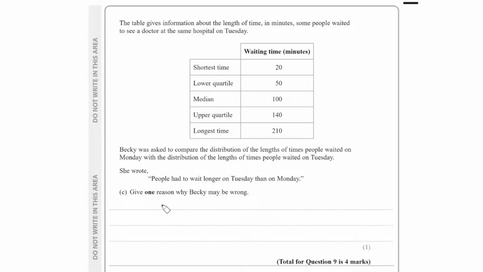I said, why might she be wrong? Because the median on Tuesday is lower than Monday. That's what I said. So if the average time waited is lower, or you could say the median is larger on Monday, that's exactly the same thing. Because we're just saying why she may be wrong, it's not 100% guaranteed, but you've said that.